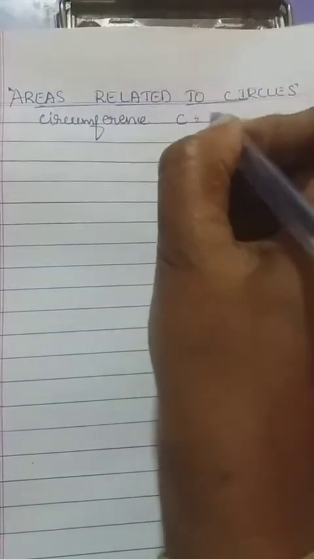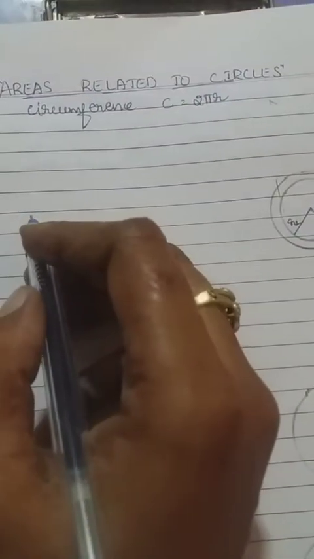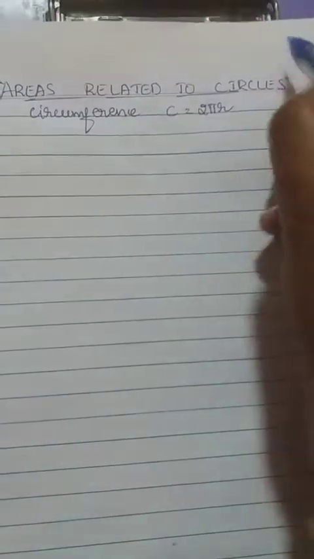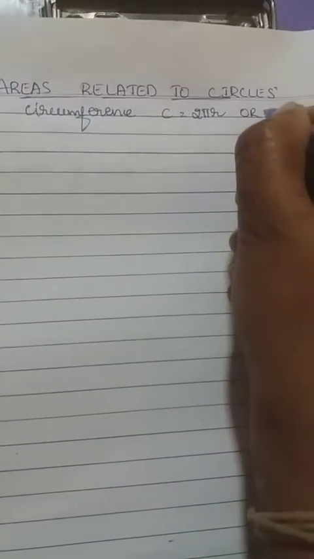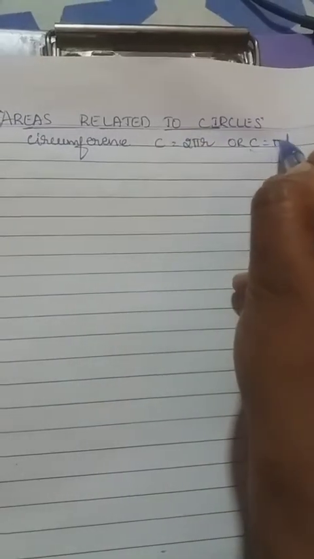Circumference you already learnt, note down in your classwork also. Circumference formula: circumference C equal to 2 pi r. So this is the formula for circumference. Okay. So one more formula we can give here: circumference C equals pi d. Here d is the diameter of the circle, r is the radius of the circle. Two formulas for the circumference: C equals 2 pi r or pi d.